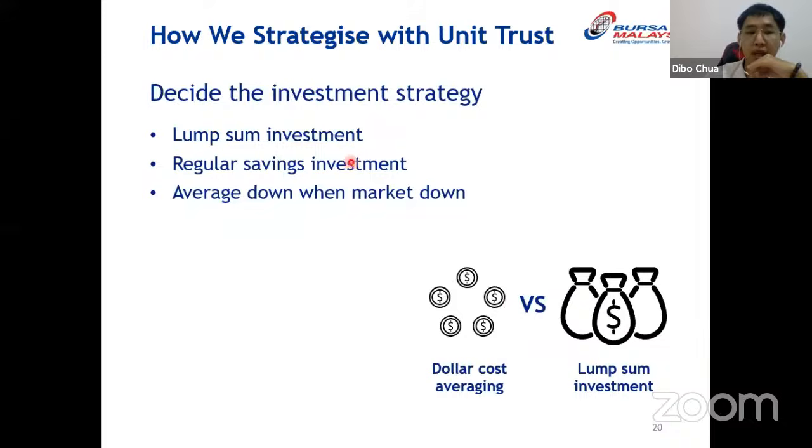Okay. And then the second thing will be deciding on the investment strategy. Okay, so deciding on the investment strategy is not about going to the fund. It's more about how do you invest?